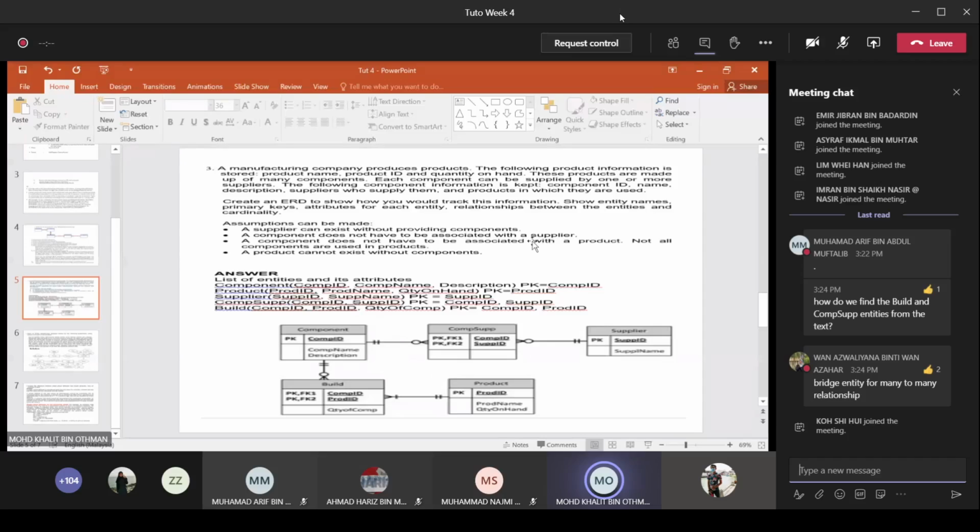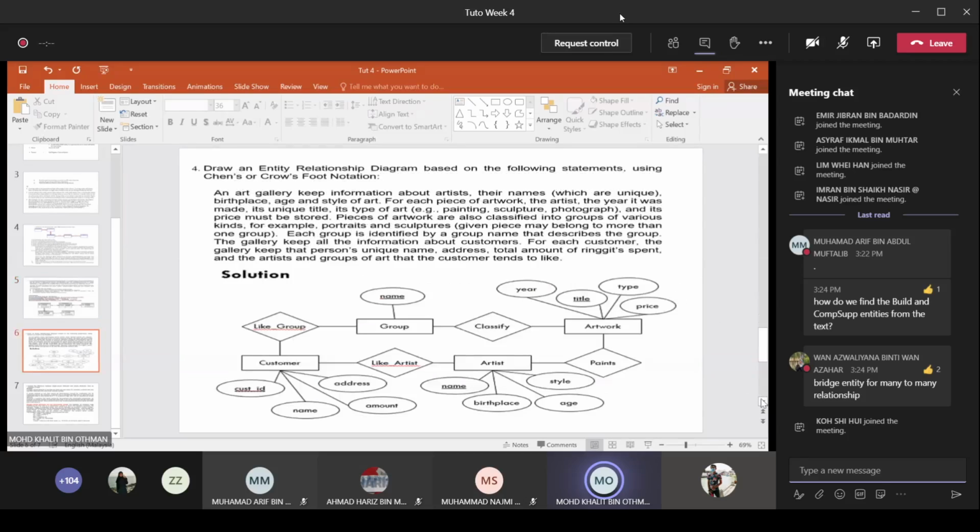But for question 3, based on the question, you must know that you must develop or design your ERD based on the Crow's Foot model. You cannot use the Chen model because the question asks you to put all the relationships, all the cardinality for the relationships, and to show all the attributes in your diagram. This one is a Chen model. You draw the entity relationship for this statement based on the Chen model. The solution is based on the Chen model.